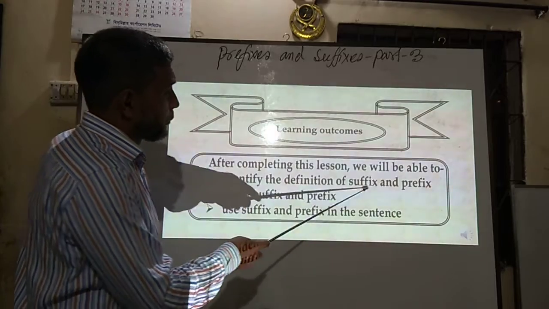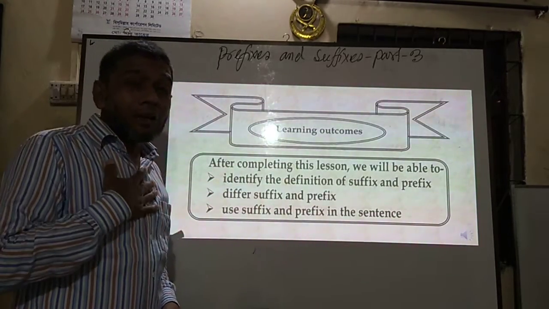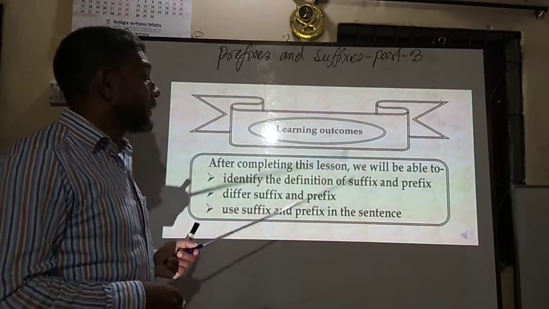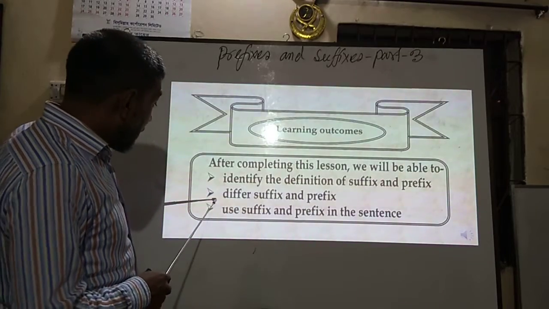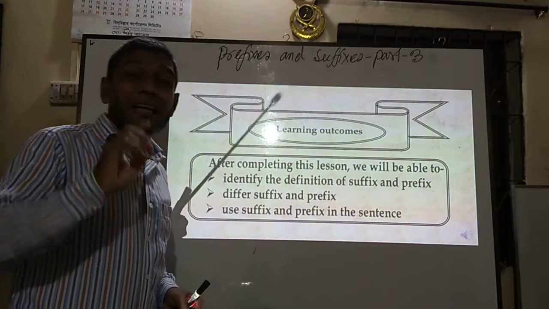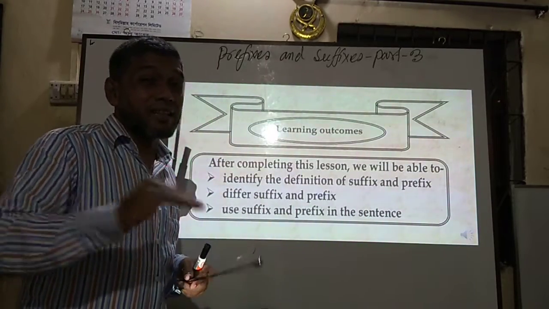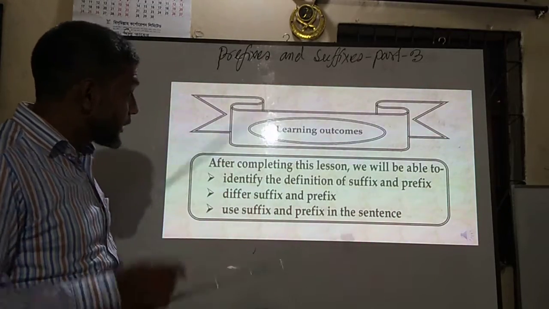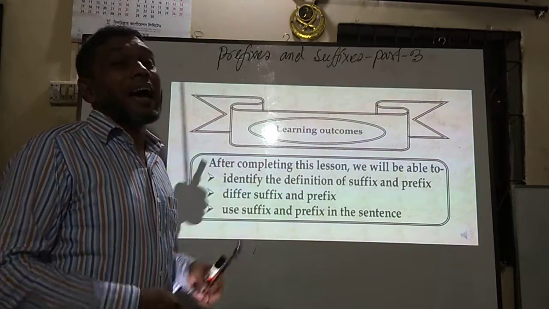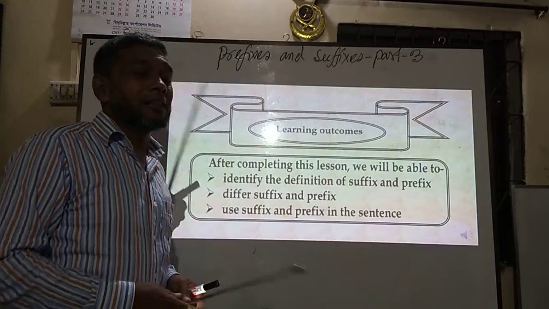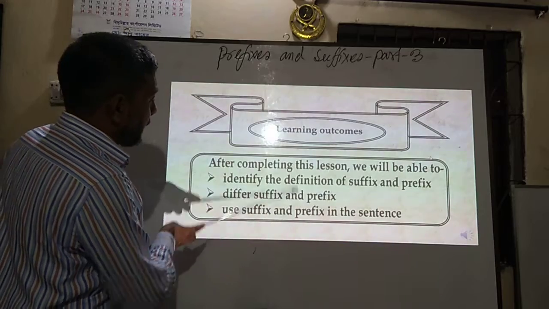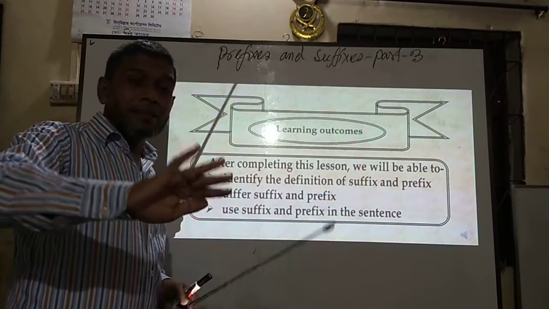Identify the definition of prefixes and suffixes. I hope you have already understood what prefixes and suffixes are. I told you in my first lecture, and the difference between suffixes and prefixes in my second lecture. I told you what the techniques are and what the differences between prefixes and suffixes are. So dear students, the last task is to use suffix and prefix in a sentence. By doing this task today, I am going to conclude my lecture on prefixes and suffixes. I have already finished the first two tasks in our previous two lectures.